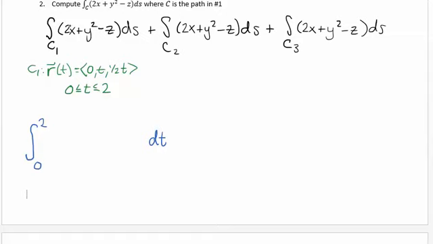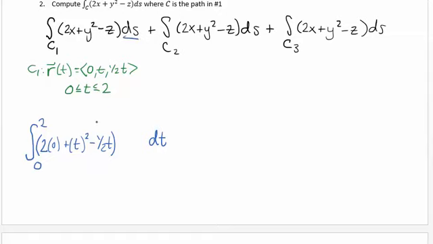And then the function itself, I can't write 2x plus y squared minus z because that's not in terms of our variable t. So I have to replace each of these variables with what they would be along the path. So 2x is going to be 2 times the x value along the path, which in this case is just 0, plus y squared is in this case going to be t squared, and then minus z is going to be minus 1/2 t. So this is that function converted by plugging in the path values.